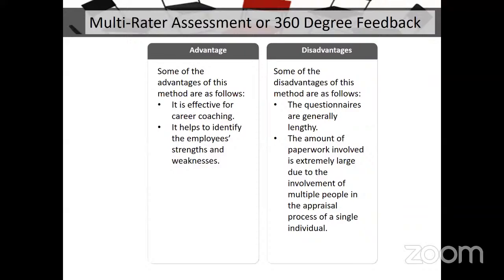Okay. Then what is the advantage of the multi-rate assessment of this 360-degree feedback system? One is that it is effective for career coaching.